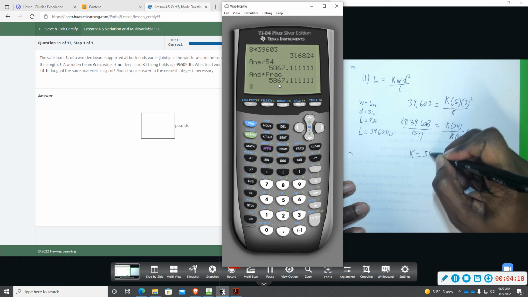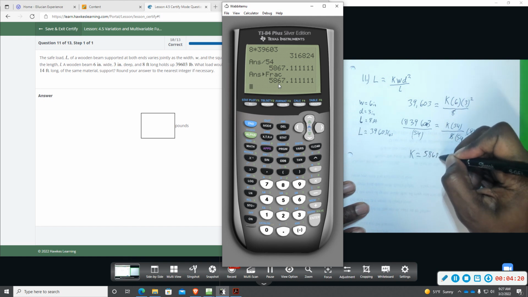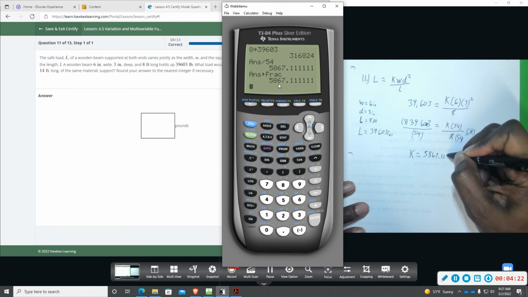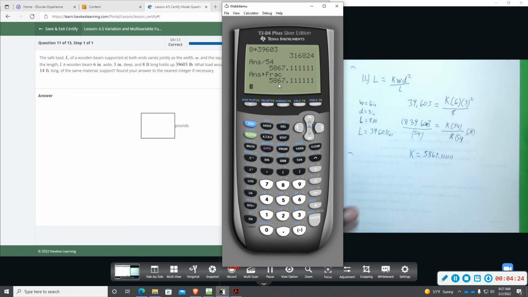58,67 point, and we're going to just do 1, 1, 1, 1, 1, 1. It's very important that you do that, because if you cut any of them off, your answer will be rounded and it will be different, and it will throw off your final answer. So we're just going to type in the whole exact number they gave us. So at least 6 decimal places to help mitigate rounding errors.